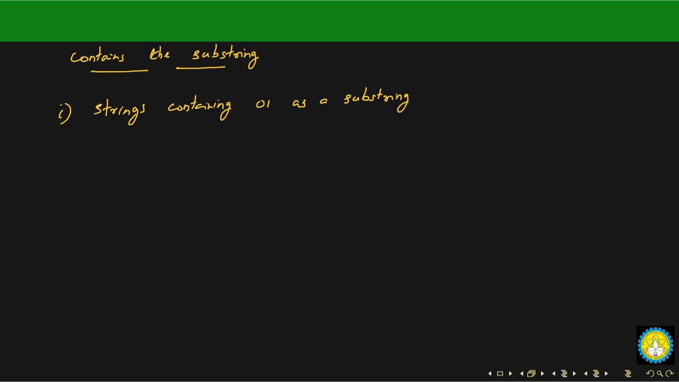Now let's look at a problem of the type "contains the substring". Here we are asked to design an NFA to accept binary strings that contain 0, 1 as a substring. So 0, 1 can occur in the front, middle, or in the end. Anyway, it is possible.